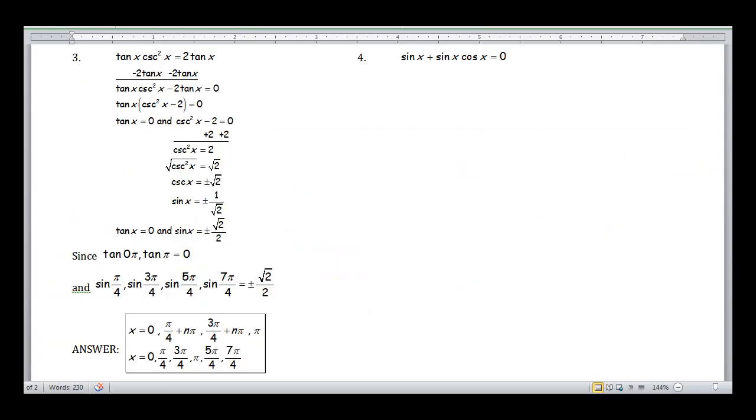In example 3, you'll notice that we have a tan x in both of these. But at this point, this tan x is coupled with a cosecant squared x. So it's not right now a like term with my 2 tan x. That's why when I subtract 2 tan x over to the left side, they cancel on the right, giving me 0. But notice here, I don't combine any like terms.